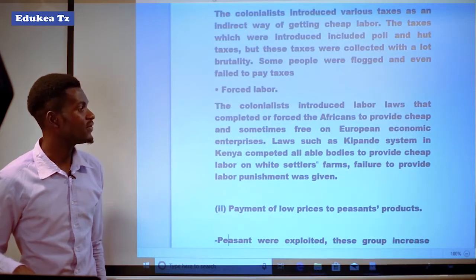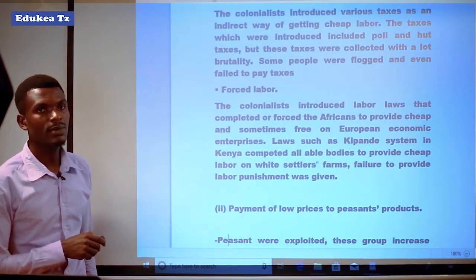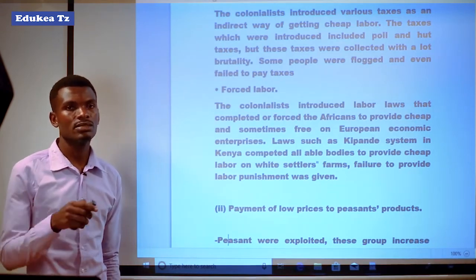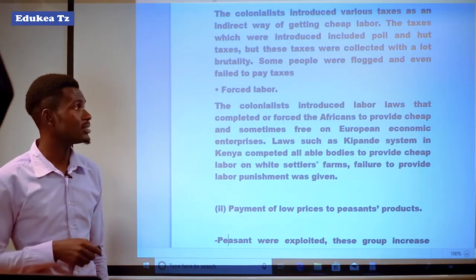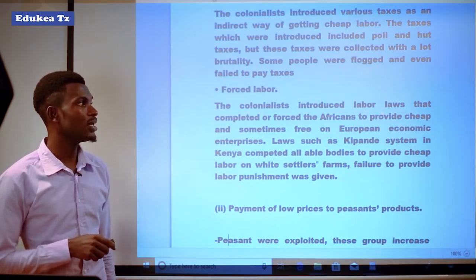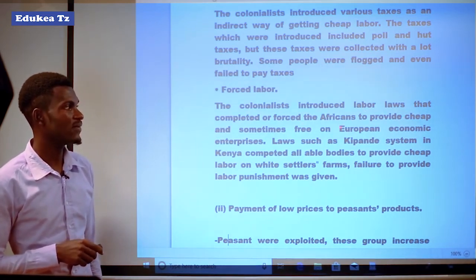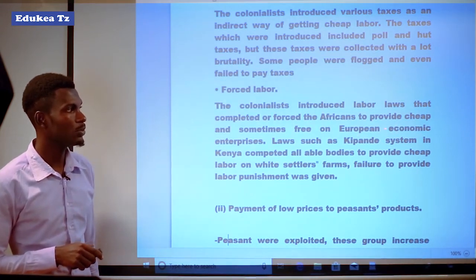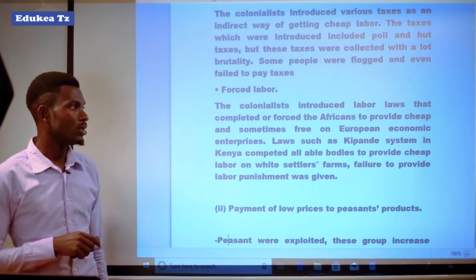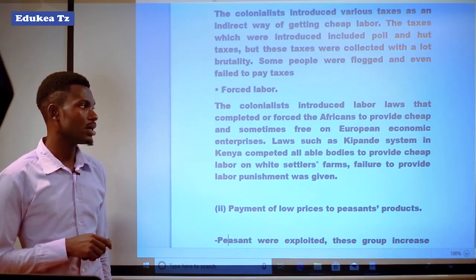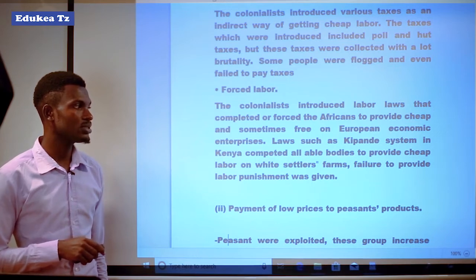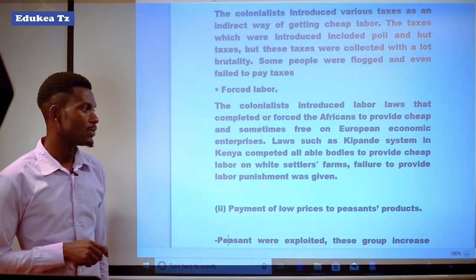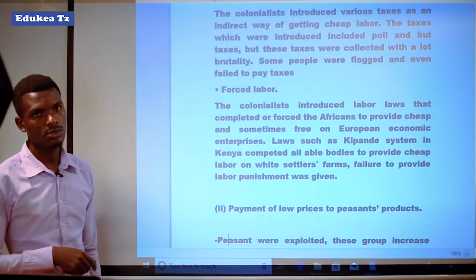Another kind of exploitation was forced labor. It means the Africans were forced to work on the plantations and the mining centers. The colonialists introduced labor laws that compelled the Africans to provide cheap and sometimes free labor in European economic enterprises. Laws such as the Kipande system in Kenya compelled all able-bodied people to provide cheap labor on white settlers' farms. For failure to provide labor, punishment was given to those Africans.